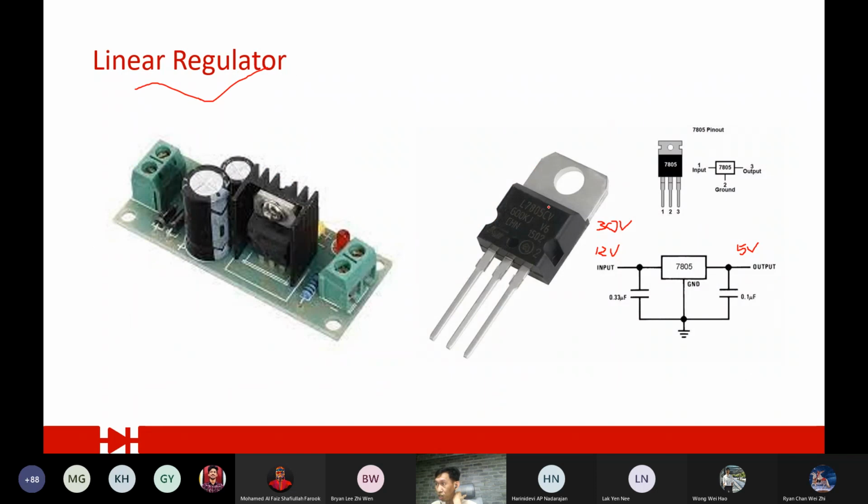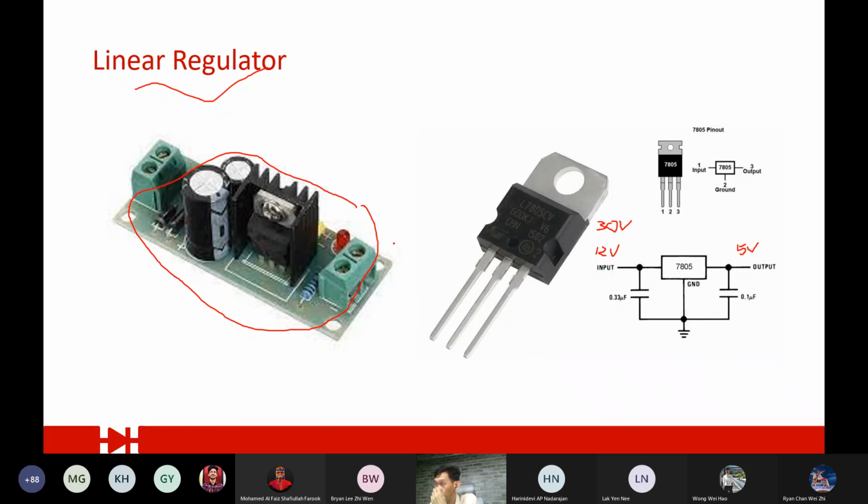We still use it today. Many products you open up, they are regulated here. Okay, we still use it. So it's very inefficient. Why do we still use it? It is simple, and for low power it's okay, right? It's only 1 watt, you lose 0.49 watt, so it's considered low.